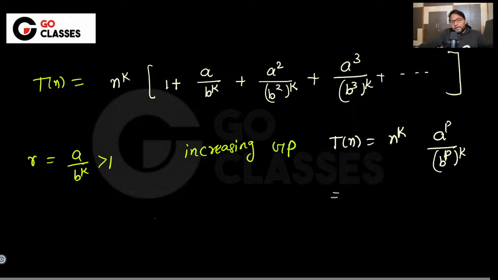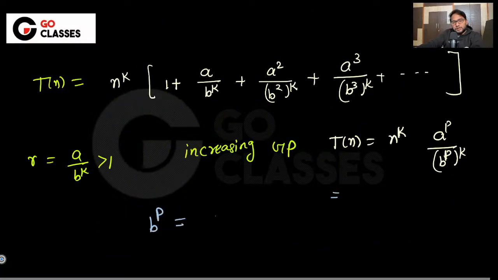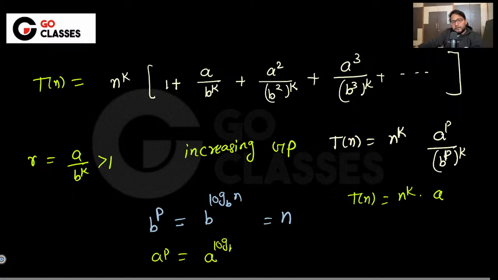So this b power p, what will it be? You just see here, the p is, I'm assuming, the number of levels. So log base b n, right? So it is b power log base b n. It is nothing but n. Okay. So in this case, if it is increasing GP, then Tn equals n power k into a power p. What is a power p? It is a power log base b n, which is nothing but n power log base b a.